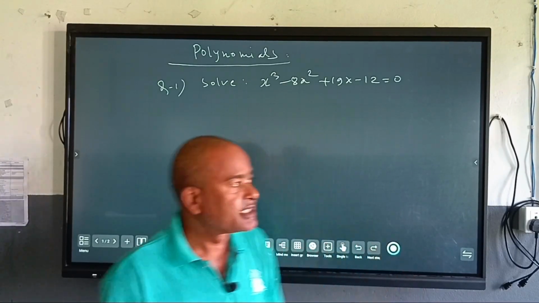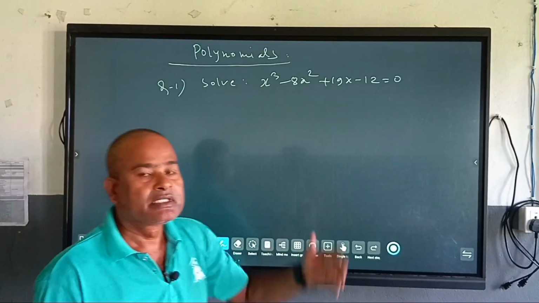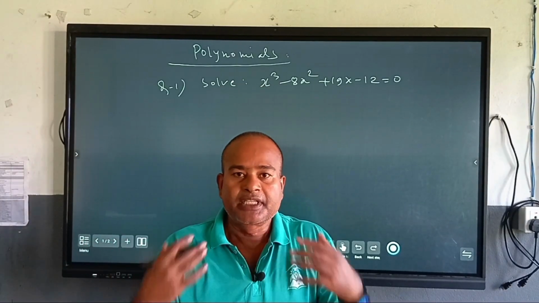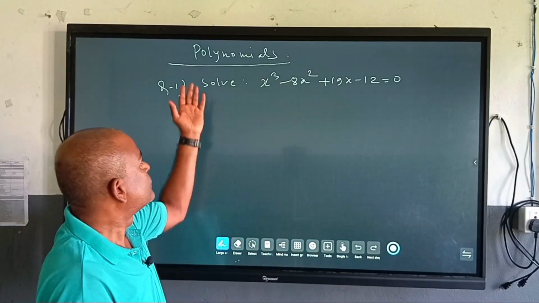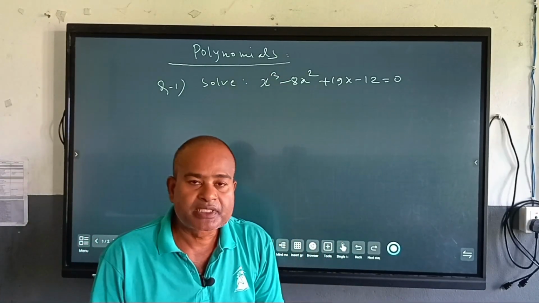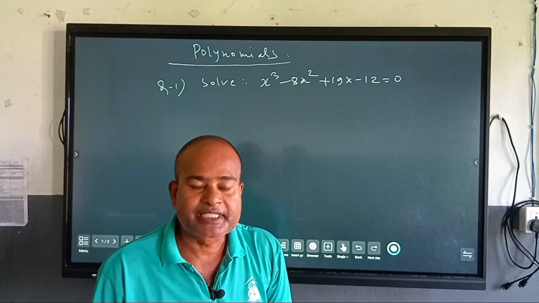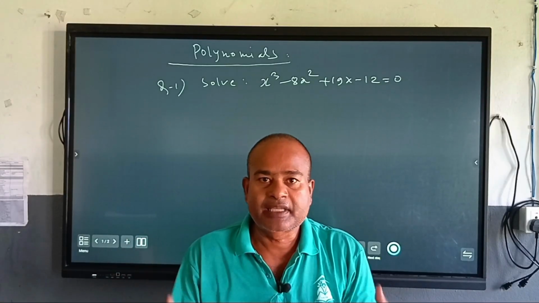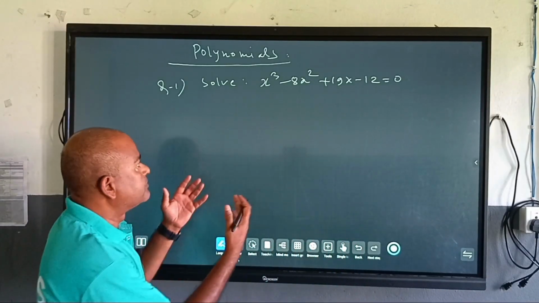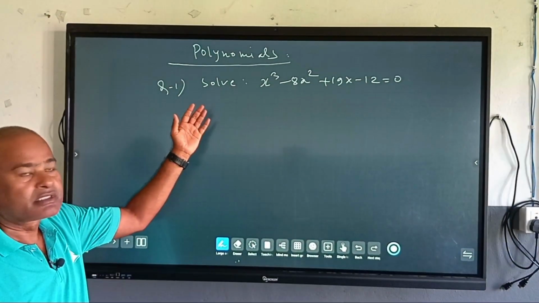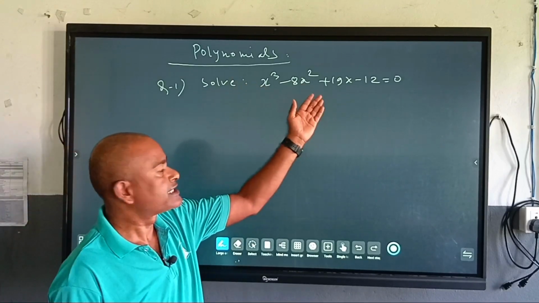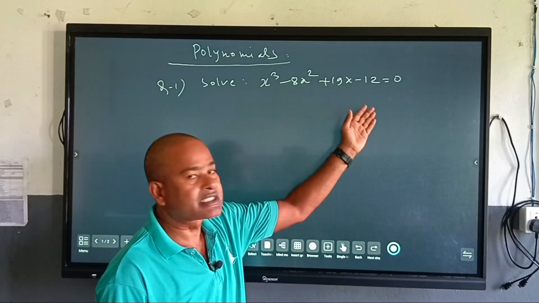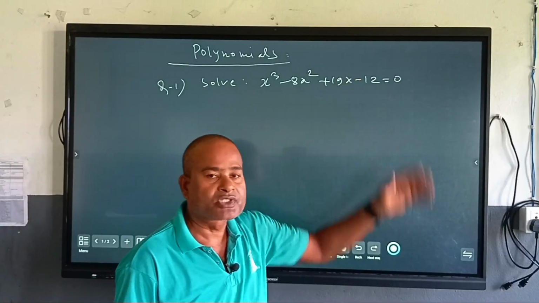Today's topic is polynomials. Dear students, in this video, we are going to discuss one of the most important questions from polynomials, which is frequently asked in SEE examination. Here we go. Dear students, the question is: solve x³ minus 8x² plus 19x minus 12 equals 0.